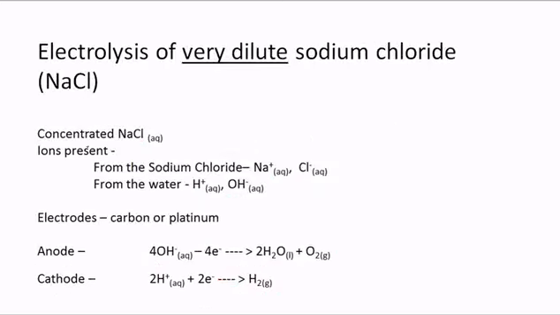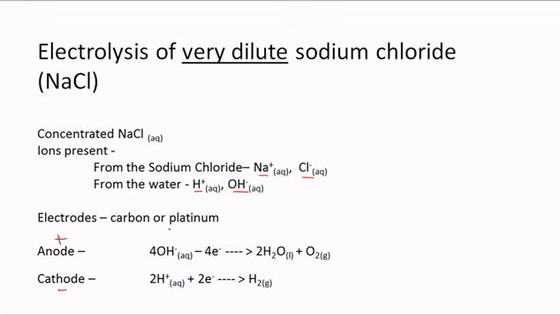Now the electrolysis of very dilute sodium chloride. We have from the sodium chloride Na+ ions and Cl- ions, and from the water we have H+ and OH-. We are using graphite electrodes in this case. The anode is positive and the cathode is negative.